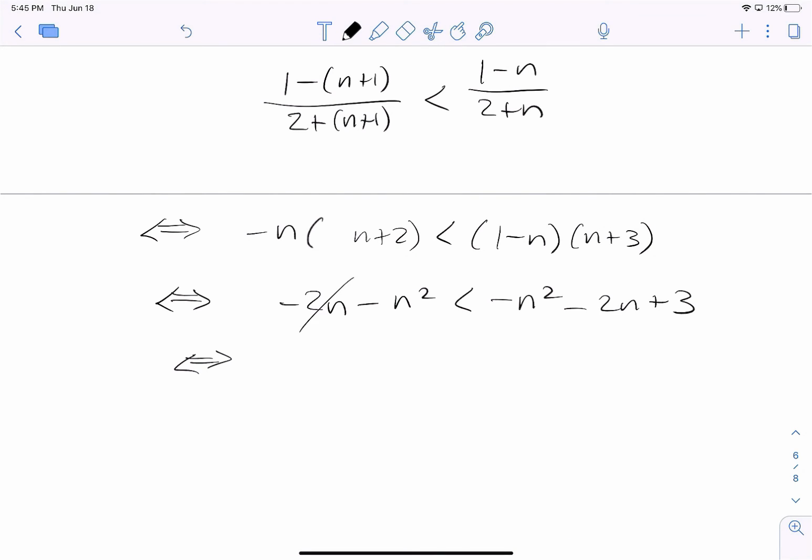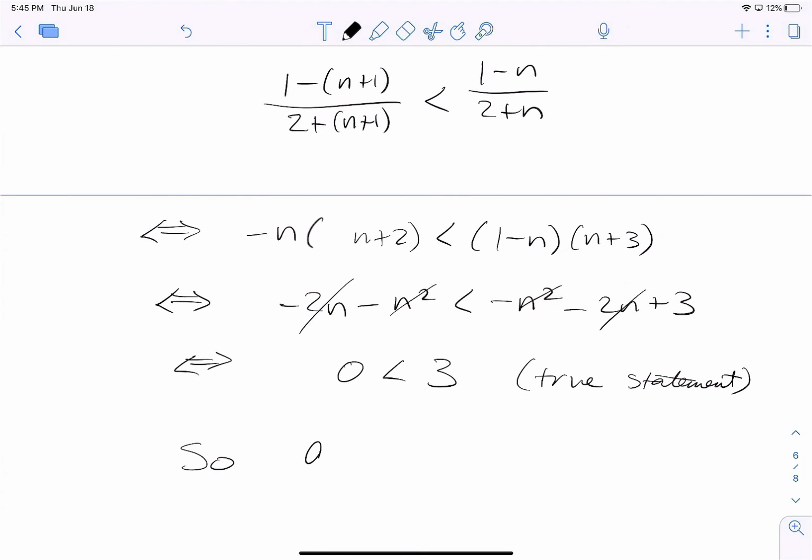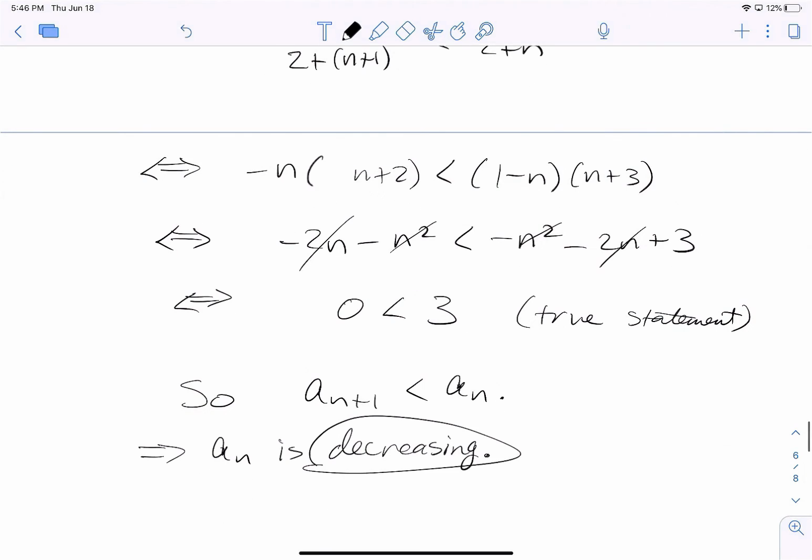Now I can subtract out the common terms on both sides, or in this case add. I have negative 2n on both sides, that goes away, negative n squared on both sides, and I'm left with 0 is less than 3. What we have is a true statement. Now this true statement with this series of if and only ifs means that since 0 is less than 3, we do have that a sub n plus 1 is less than a sub n, which means that a sub n is decreasing as we expected.